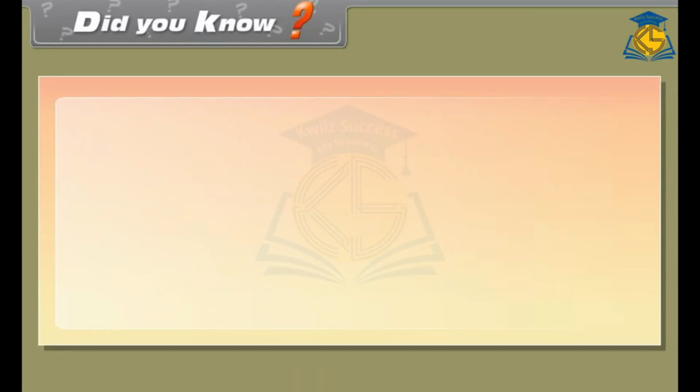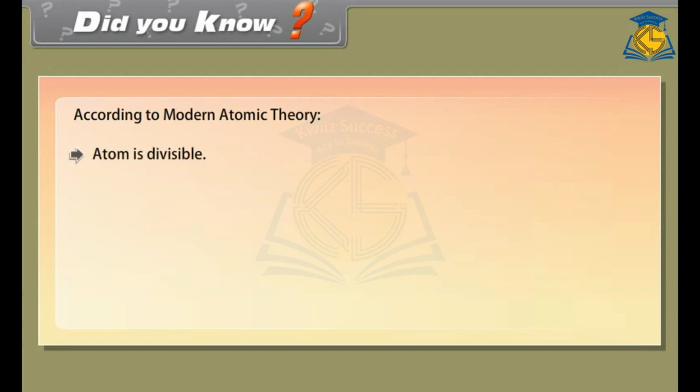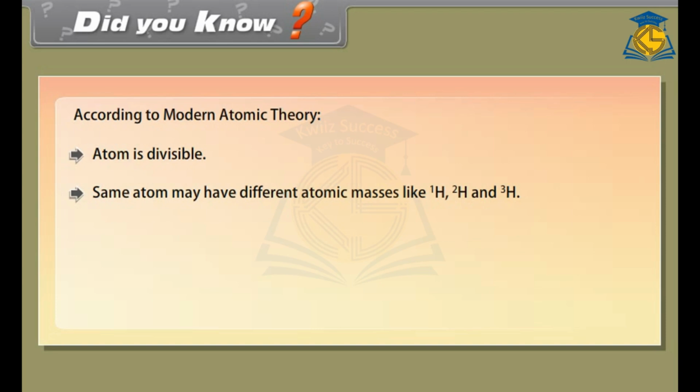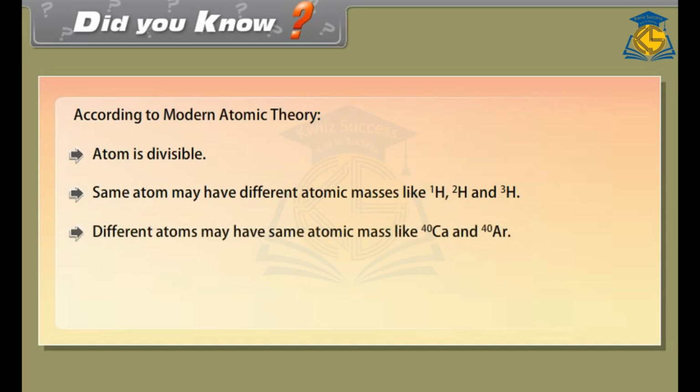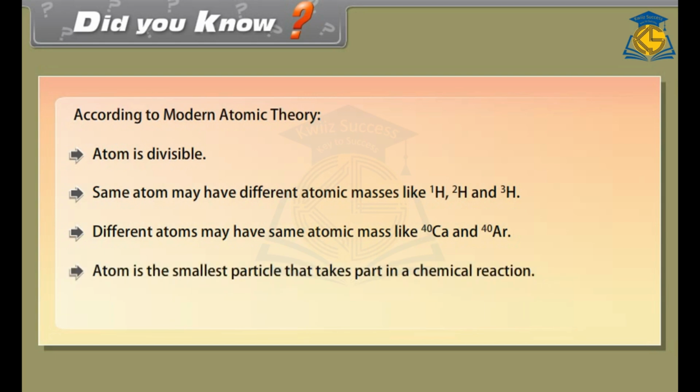Did you know, according to modern atomic theory, atom is divisible? Same atom may have different atomic masses like 1H, 2H and 3H. Different atoms may have same atomic mass like 40 Ca and 40 Ar. Atom is the smallest particle that takes part in a chemical reaction. The mass of an atom can be changed into energy.